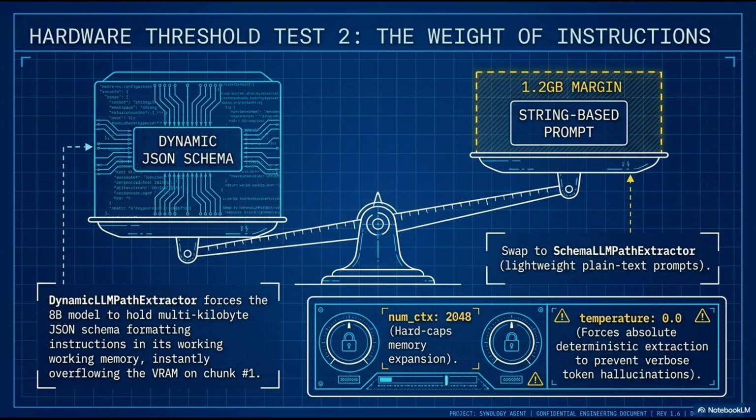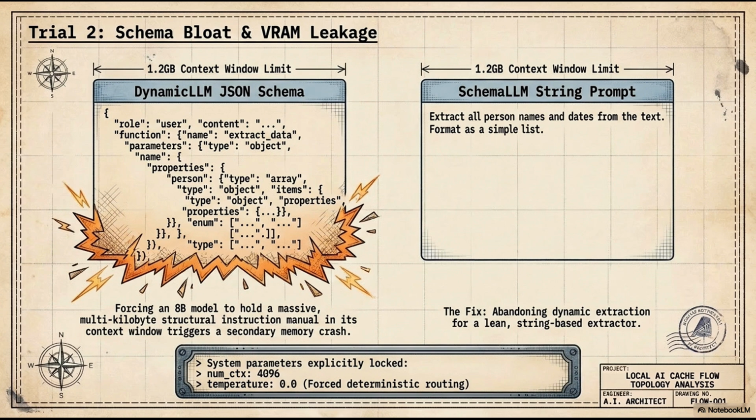Far from it. When you invoke DynamicLLMPathExtractor, the framework constructs an incredibly dense, highly complex JSON schema. Essentially it builds a massive system prompt that includes your document text, wrapped in a rigid instruction manual defining exactly how the LLM must format its output. So it's telling it what the keys are, the data types. Exactly. It defines the keys, the expected value types, nested arrays, and enum constraints.